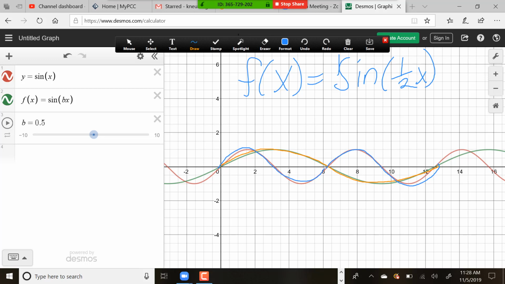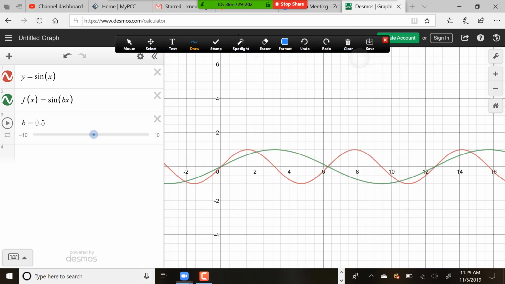And that means that we only got half of one of these waves in the same amount of time it took to do 1 wave on the original one, which means it's going to take twice as long for your wave. And notice we have 2 of the original ones in the time that it took to do 1 of the new ones. Let's examine some of the points then. What does that mean for us?